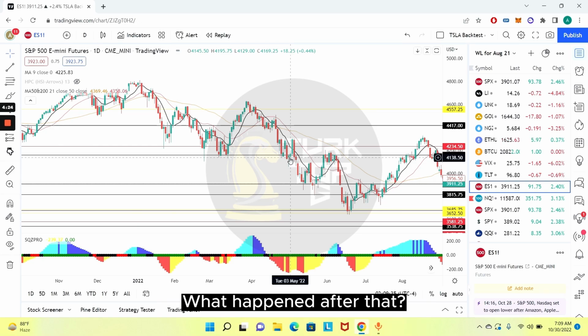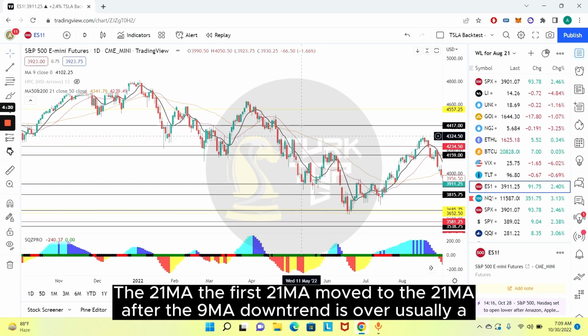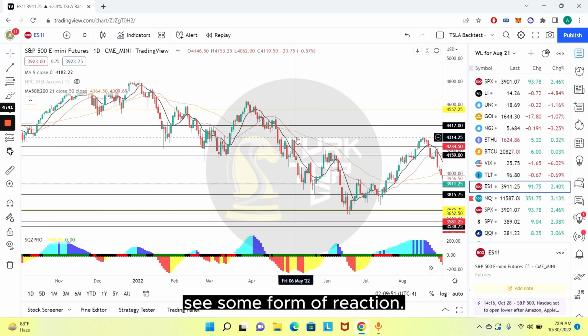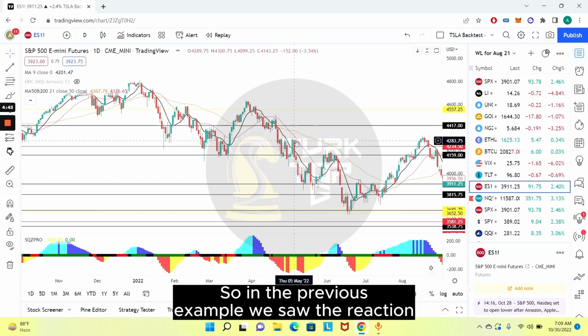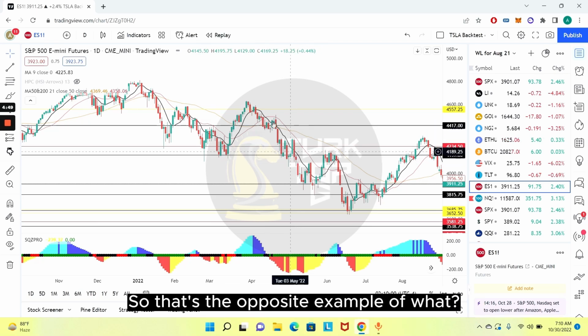What happens after that? Once the 9MA downtrend is over, price tries to bounce. And where does it bounce to? The 21MA. The first move to the 21MA after the 9MA downtrend is over usually sees some form of reaction. In the previous example, we saw the reaction and price bounced from the 21MA. In this case, price broke below. So that's the opposite example.